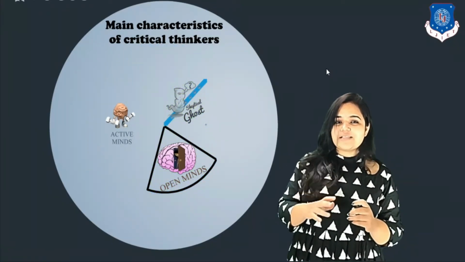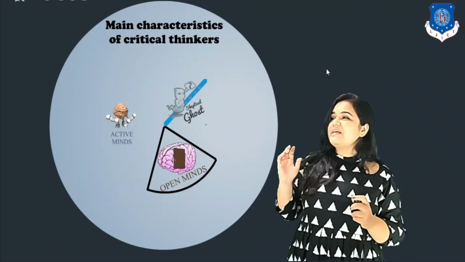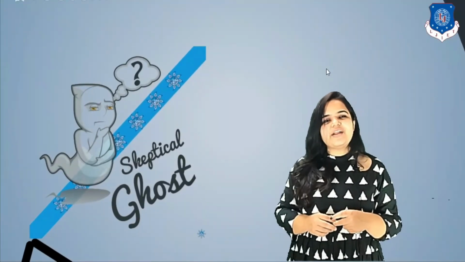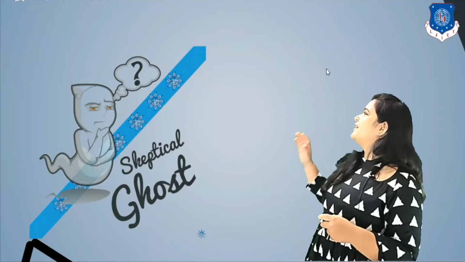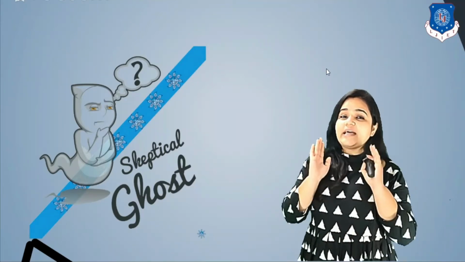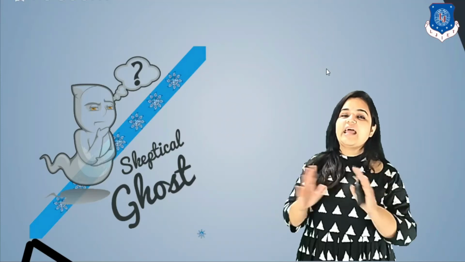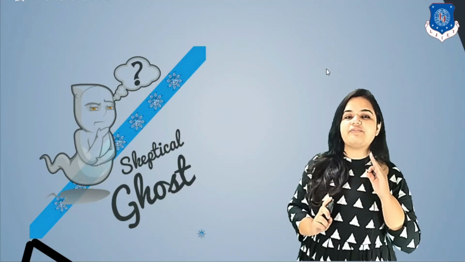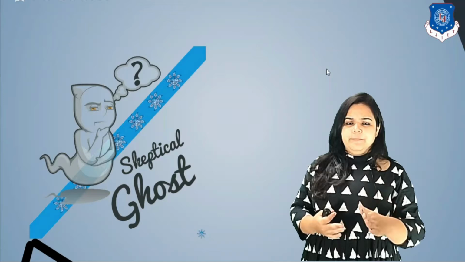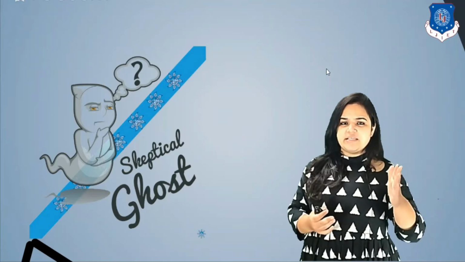Okay, so this is how you will know. If you possess these three characteristics, then you are a critical thinker. Firstly, critical thinkers are skeptical ghosts. What is meant by a skeptical ghost? Critical thinkers never accept anything at face value. They just keep on questioning: okay, this thing happened, what is the reason?